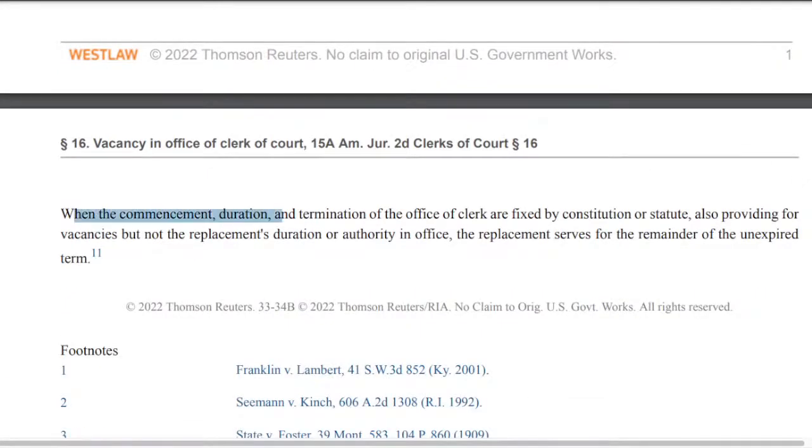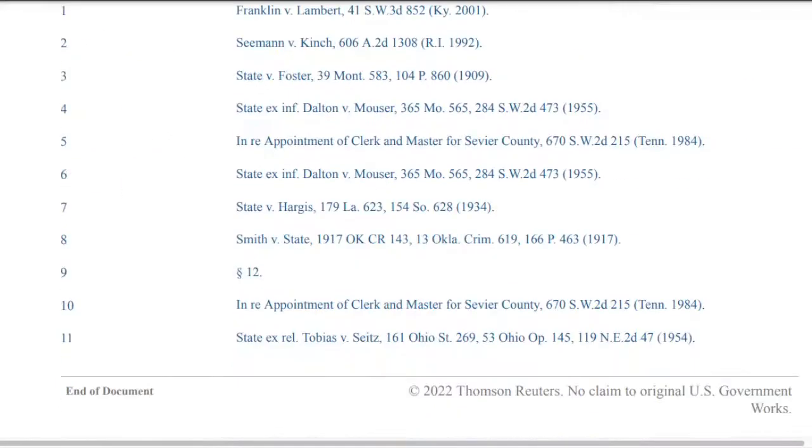When the commencement, duration, and termination of the office of clerk are fixed by constitution or statute, also providing for the vacancies but not the replacement's duration or authority in office, the replacement serves for but the remainder of the unexpired term. So, again, check your state for that.